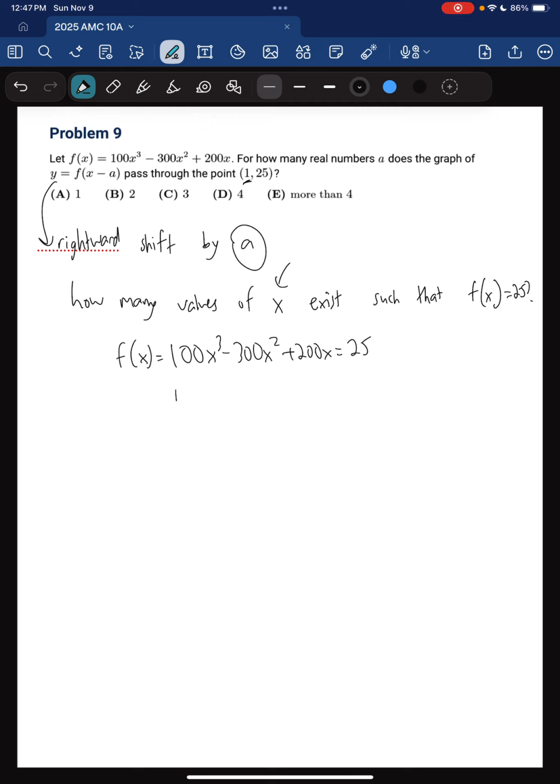So we can factor stuff out. 100x times (x squared minus 3x plus 2) equals 25, which is 100x times (x minus 1)(x minus 2) equals 25.